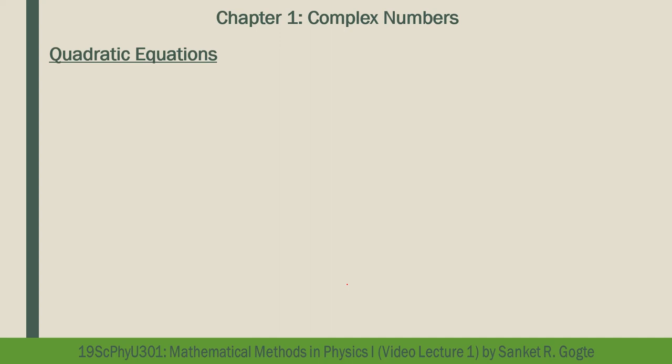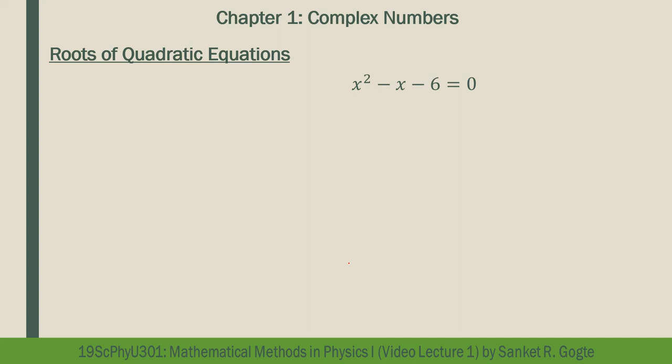Now, the quadratic equations are polynomials of degree 2. So, a quadratic equation is of this form, a0 plus a1x plus a2x square. So this is a polynomial of second degree, and whenever you equate this to 0, then you call this a quadratic equation. Many times, instead of using a0, a1 and a2, since now we know that there are only 3 constants, it is written as ax square plus bx plus c is equal to 0. So a here is the coefficient of x square, b is the coefficient of x, and c is the constant which is the coefficient of x raised to 0. So whenever you see this kind of equation, it is called the quadratic equation.